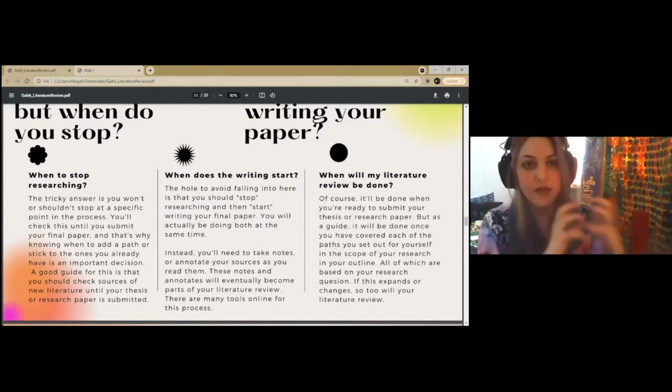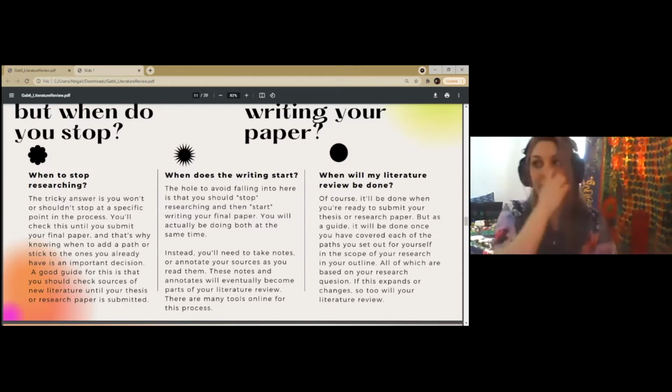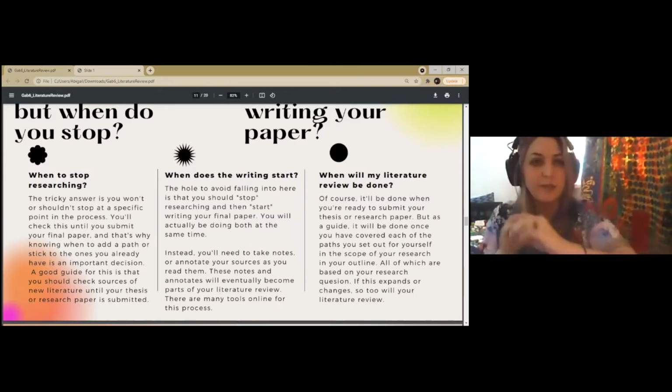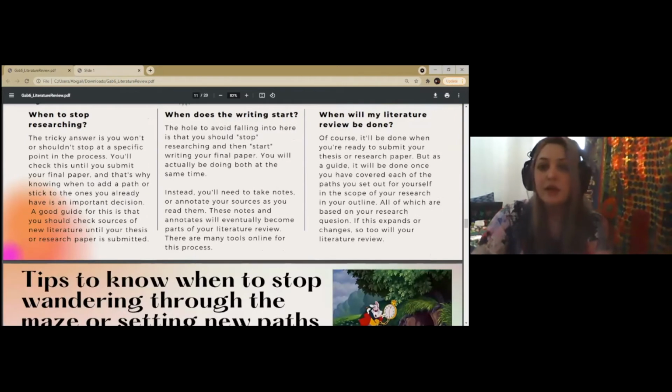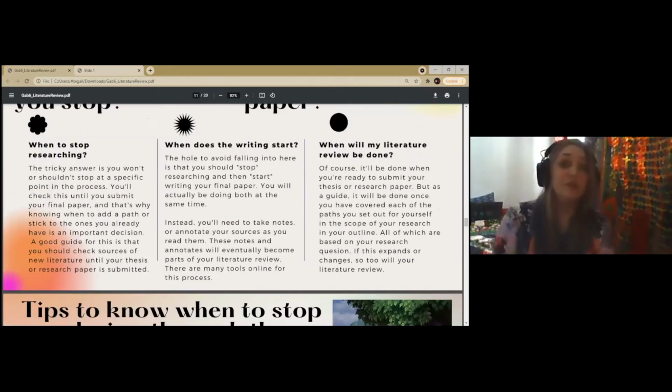You're going to write some summaries as you go along, and then you're going to incorporate that into your paper, see how long it is, see what gaps are missing, and this might give you some further paths forward after the fact. And then lastly, when will my literature review be done?